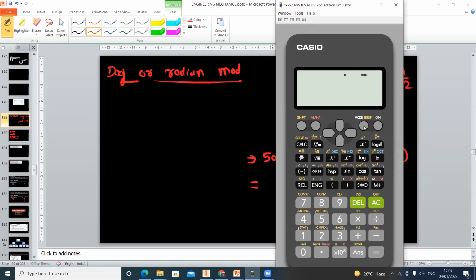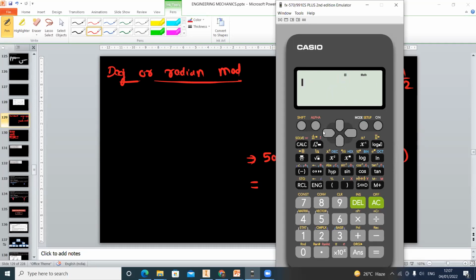This mode is not directly available in the mode setup. For that, you have to press this shift button and then press mode. You can see the extra modes available in your calculator. In that, you have to select the third option, which is degree. So press 3. By default, you will get this degree on your screen.